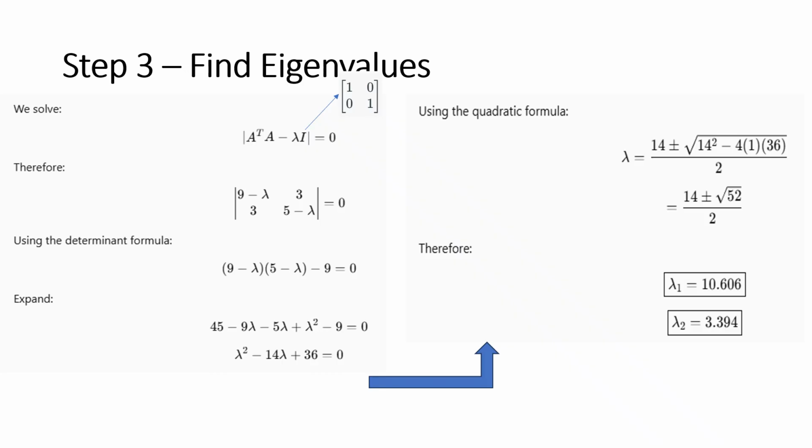You can use anything that you have been taught to find the eigenvalues. Here I am using the quadratic formula, and I get two eigenvalues: lambda 1 is equal to 10.606 and lambda 2 is equal to 3.394.